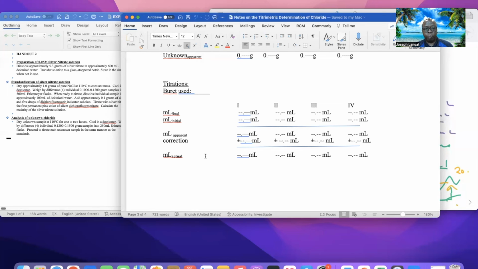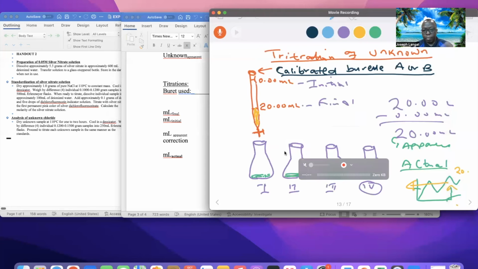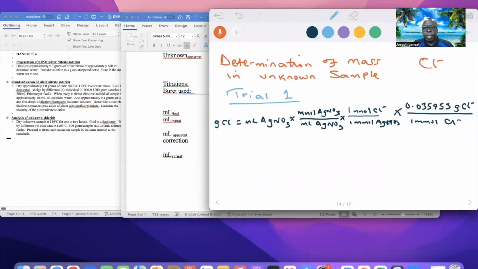So be careful. There is the apparent mL of silver nitrate, and then there is the actual mL of silver nitrate. This correction is positive or negative, depending on which territory your calibration curve is in. And once you have that, you are ready to determine the mass of chloride in the unknown sample.